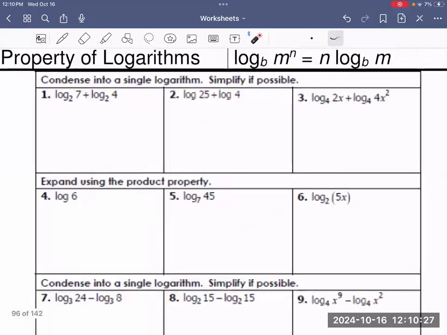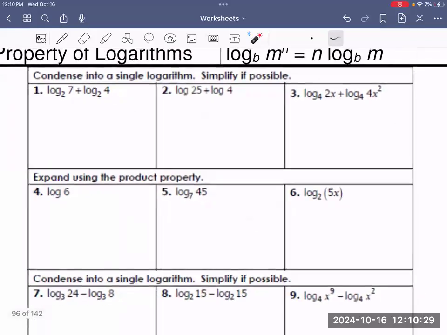So let's work on just a few of these. I'll show the answer key at the end. So try to get used to some of these properties. I'll take a look at this first one. So pause the video when you can.